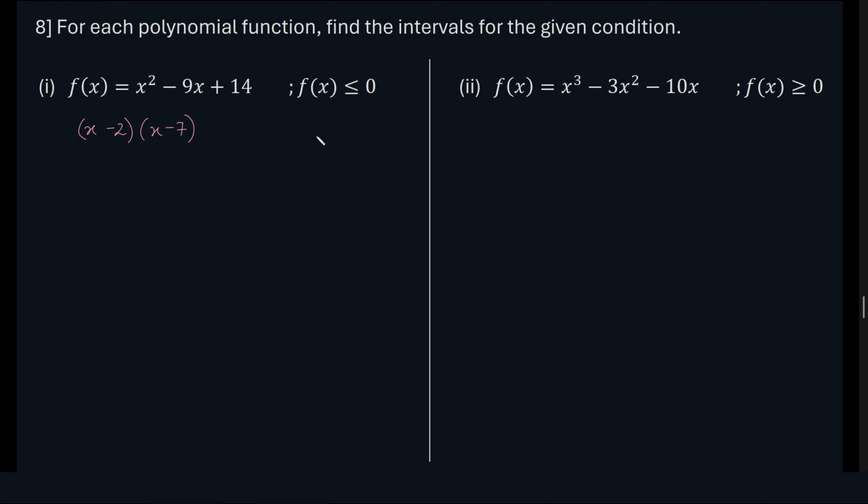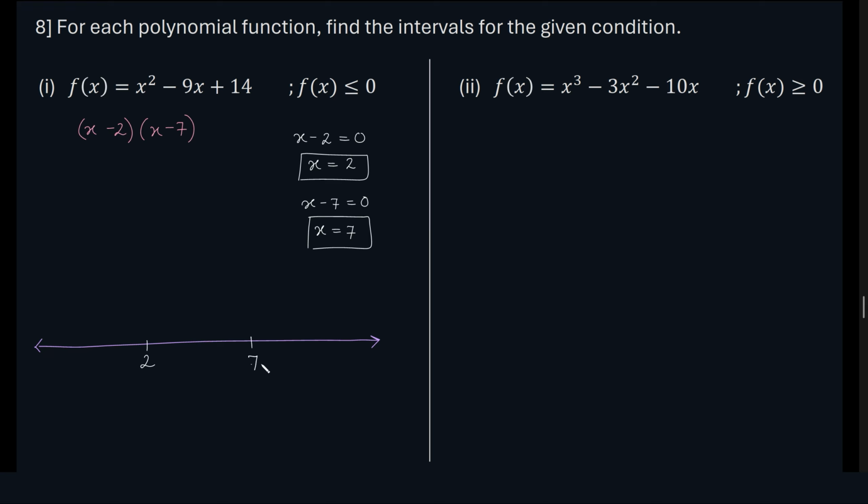And now, if we equate them to 0, we get x minus 2 equals 0. That means x equals 2, and x minus 7 equals 0. So x equals 7. Now that we have the zeros, we can start with the sign chart. First, draw a number line and mark 2 and 7. At these points, the function is 0. Because of these two zeros, here we get three intervals, from -infinity to 2, from 2 to 7, and from 7 to positive infinity. Now we need to test each of these intervals.